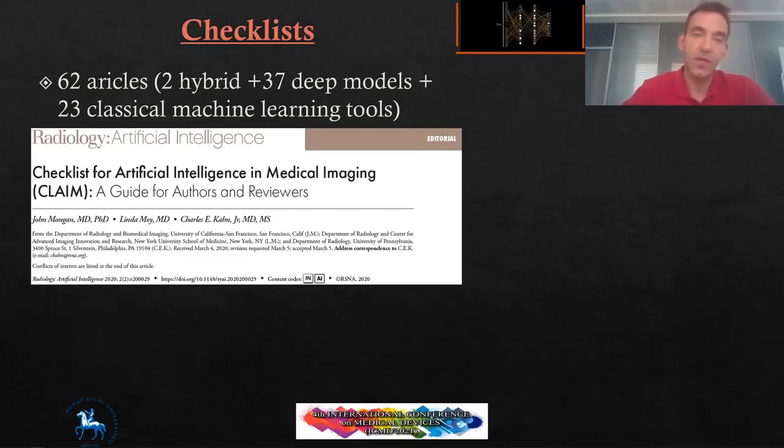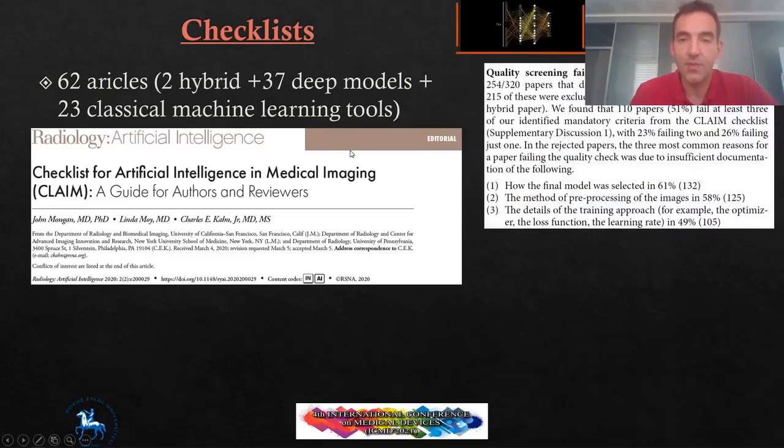The authors of the common pitfalls article have used this checklist, published very recently by Radiology Artificial Intelligence, to eliminate the articles that do not complete or that do not comply with this CLAIM checklist. Now, this checklist includes several items. For example, here, the quality screening failure reasons.